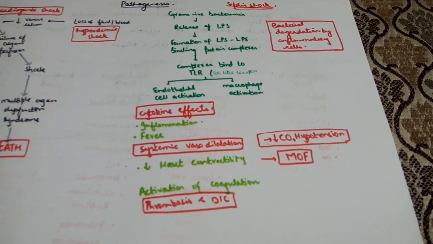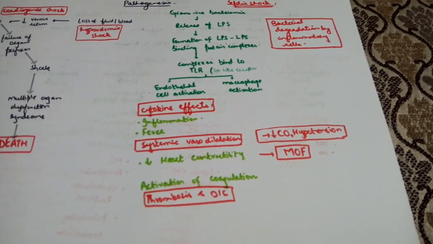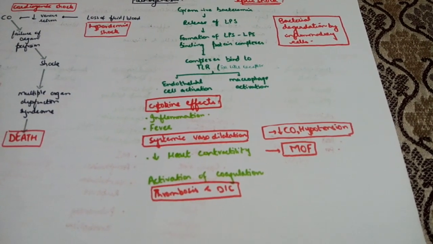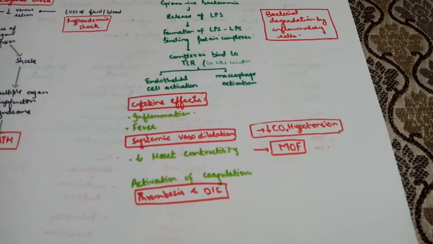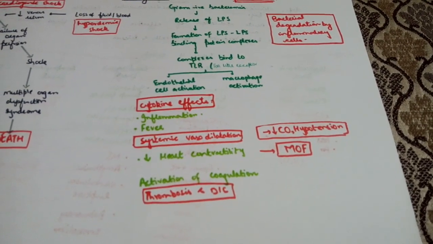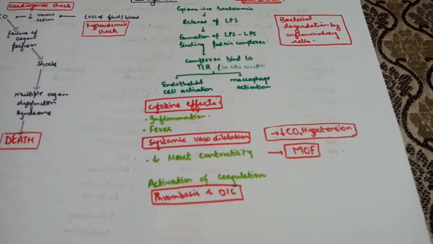Septic shock also leads to cytokine effects like inflammation, initially localized, later systemic, and fever. Systemic vasodilation is also seen that will lead to decreased cardiac output, hypotension, decreased heart contractility, and multi-organ failure. It will also lead to activation of coagulation, thrombosis, and disseminated intravascular coagulation.